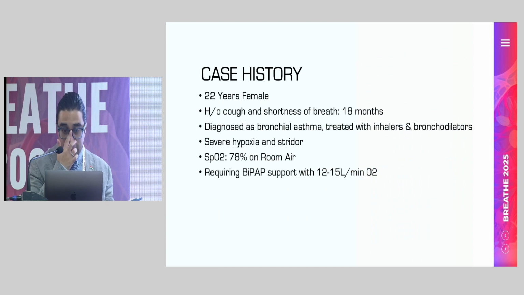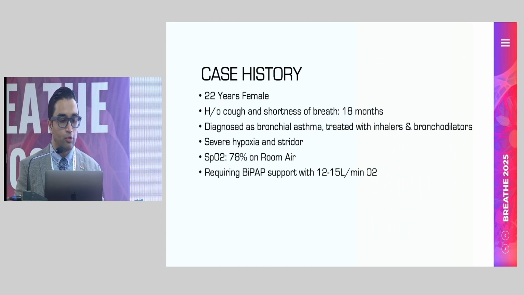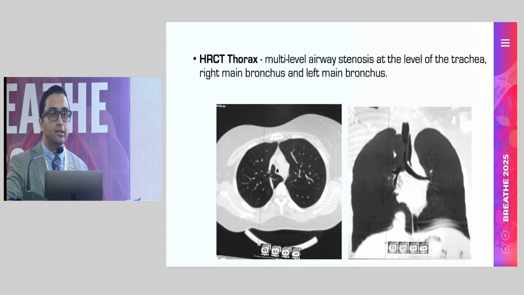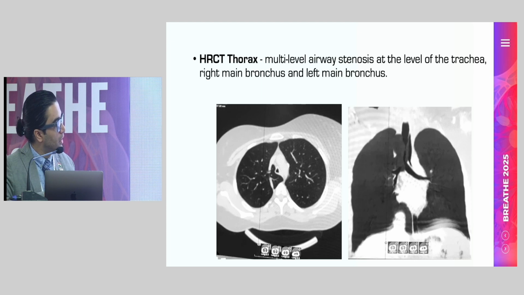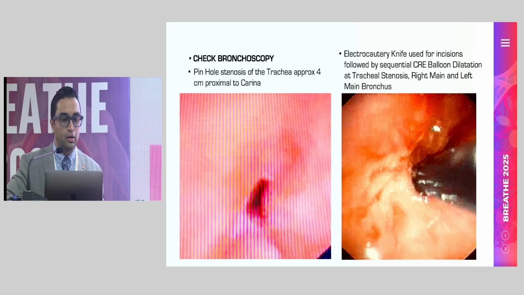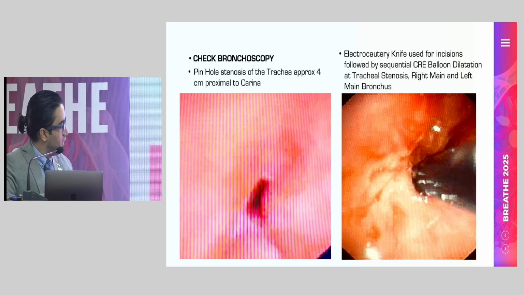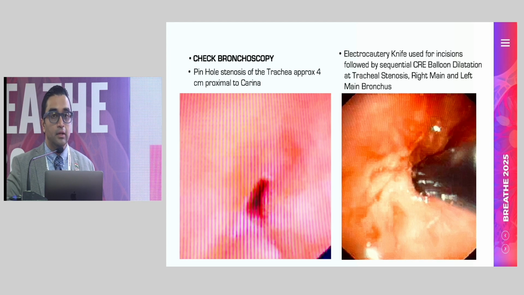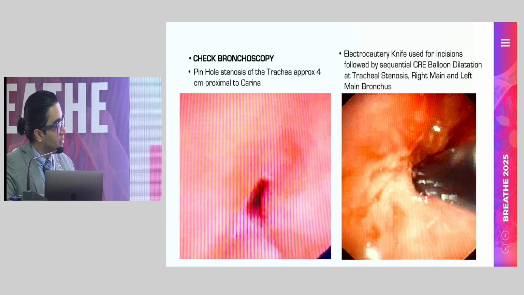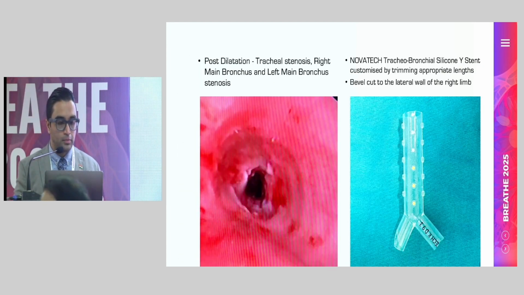So another very interesting case, this was a 22-year-old female who was being treated as bronchial asthma, and she came on BiPAP support. She was requiring high levels of oxygen, and her CT scan showed some endobronchial luminal compromise. So we went ahead with a check bronchoscopy, and as you can see, the trachea showed a pinhole stenosis. So the patient was in respiratory distress because of this pinhole stenosis over here, and we went ahead with an electrocautery incision as well as dilatation of this tracheal lumen.